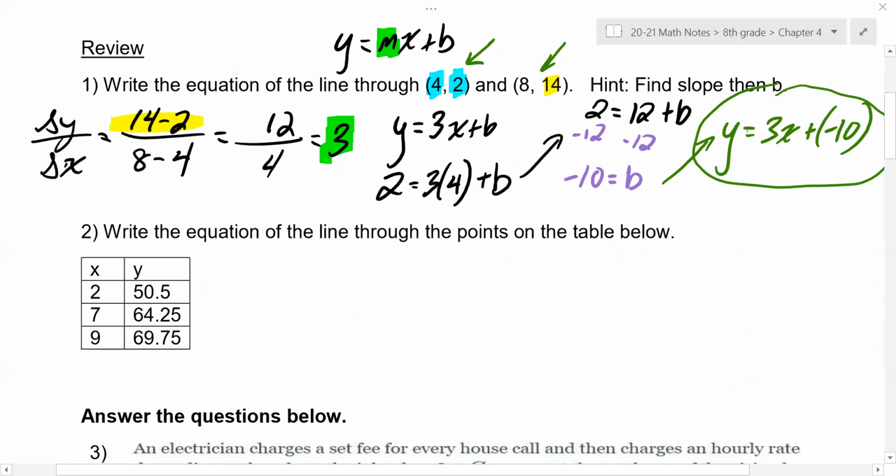And then we're going to do another equation. This one, we have 3 different coordinates that we can choose from. I'm still going to do change in y over change in x. I'm going to take the prettier one because it's a more even, smaller number. 64.25 minus 50.5. So there's my change in y. My change in x is nice and pretty with 7 minus 2.